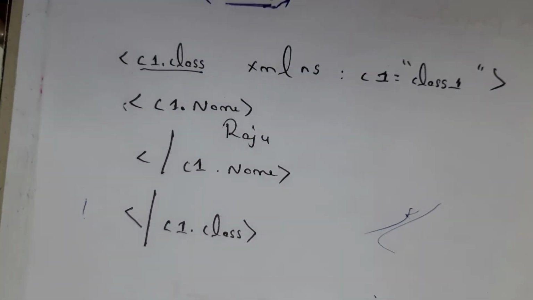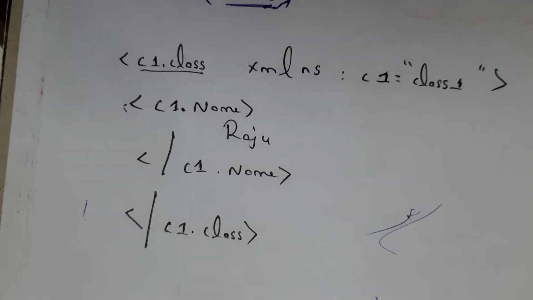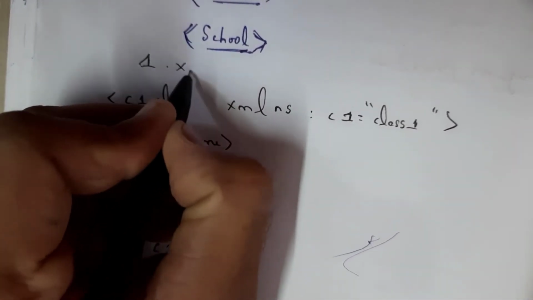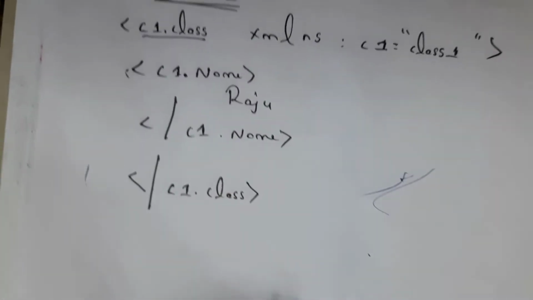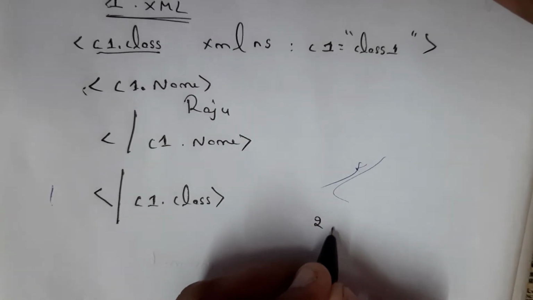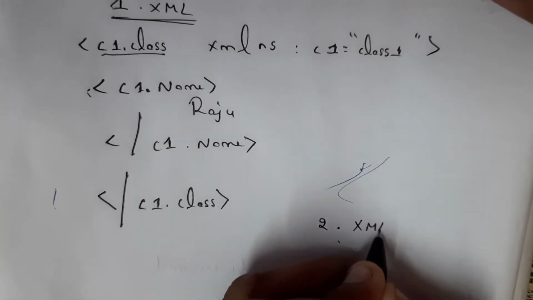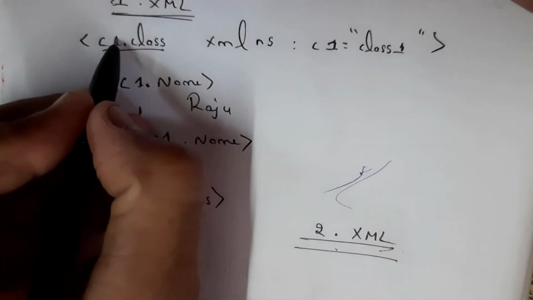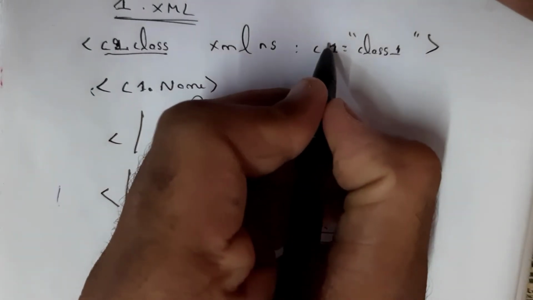Similarly, I am going to create another XML document. This document is 1.xml. Next document is 2.xml. This 2.xml is the same. Instead of class1 we need to keep class2. Here, class2.